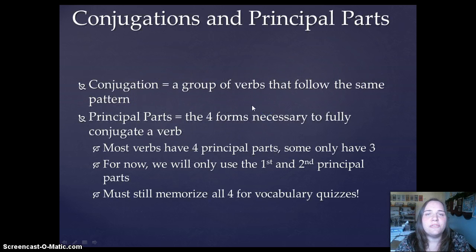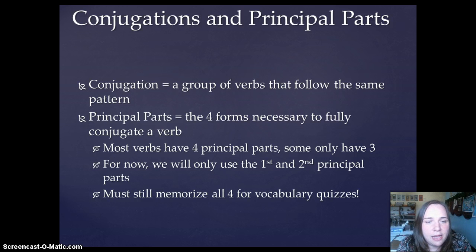Okay, so let's first define our terms. A conjugation is a group of verbs that follow the same pattern. Every verb is going to belong to one of these conjugations, one of these patterns. In a way, a conjugation for verbs is analogous to a declension for nouns, right? They all belong to these groups that decline in the same way, whereas verbs belong to these groups that conjugate in the same way.